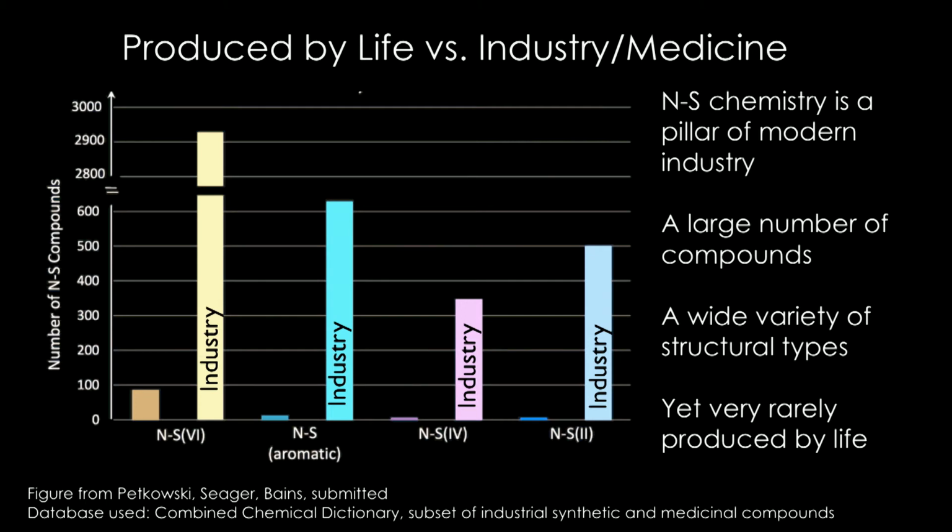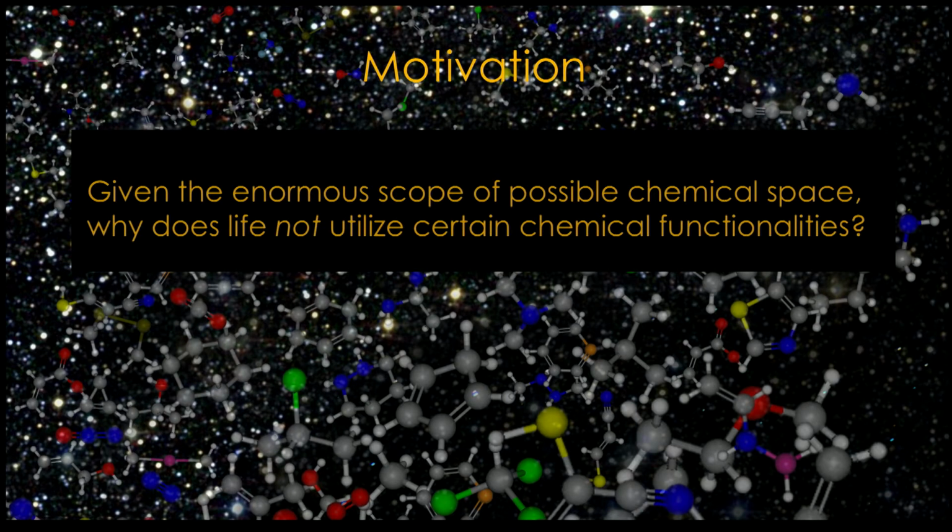For those tall bars, those are compounds in industry, up to thousands even. And life produces very few. You can hardly see them in comparison. And they're divided into these different structural types based on the number of bonds. So the motivation is just that, given the scope of chemical space, why did life choose the path it did? And why did it avoid certain chemical functionalities?